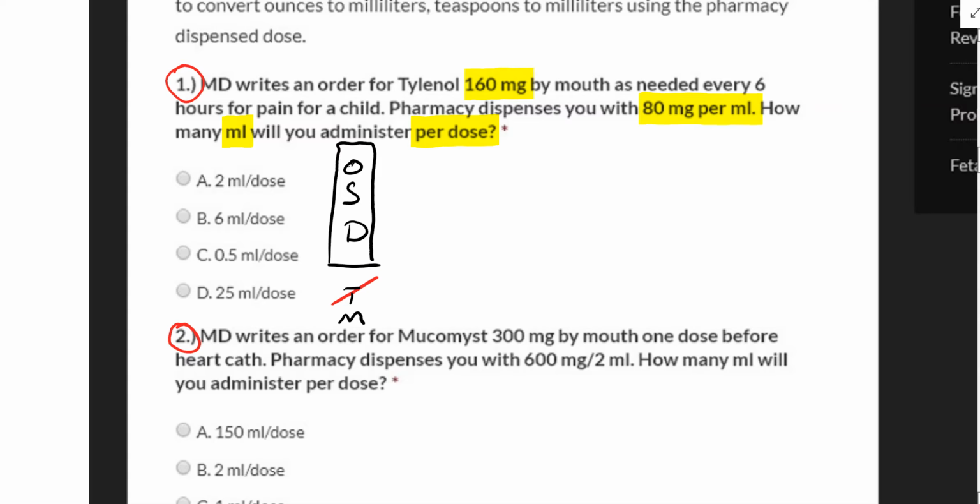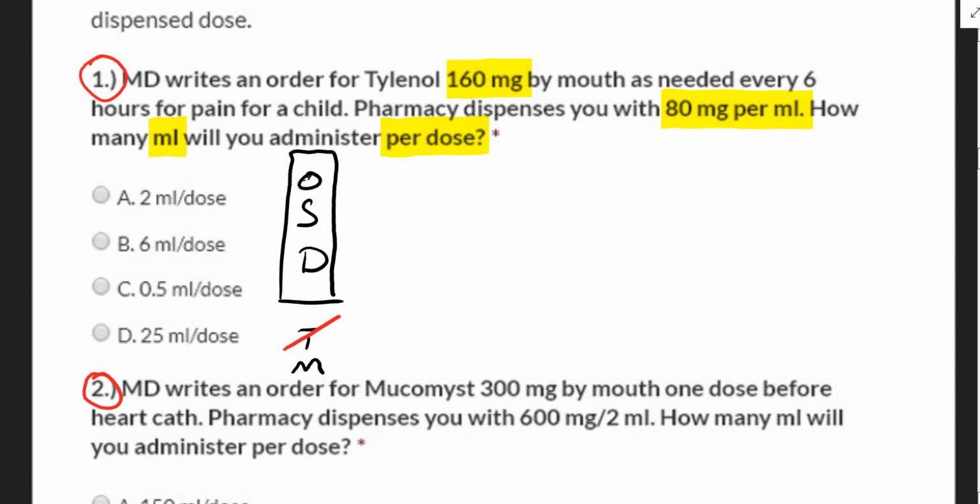Okay, let's start organizing our information. So we have our 160 milligrams. This is our order, right here. So this goes right here, 160 milligrams. That's what the doctor ordered. Okay, our stock is what the pharmacy dispenses. That's 80 milligrams per milliliter. Sometimes I'll just write 1 ml right there, because it says per milliliter. That's understood that it's 1 ml. So 80 milligrams per 1 milliliter.